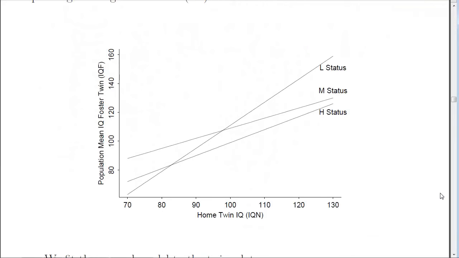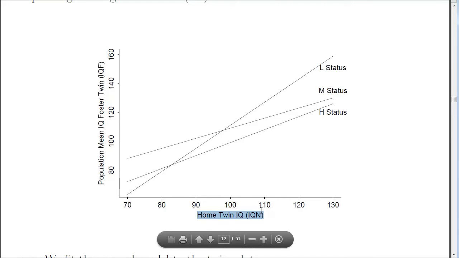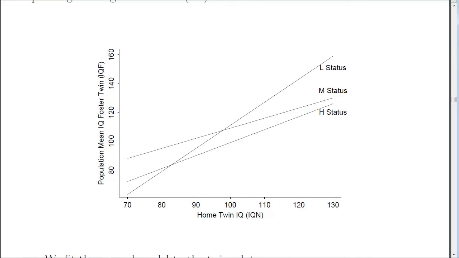So this allows a lot of flexibility. In fact, you can generate any set of regression lines from this full interaction model between the slope parameter or the continuous variable, the natural IQ, and the status groups on the prediction of the Foster twin IQ.